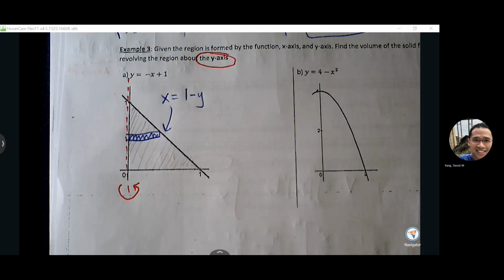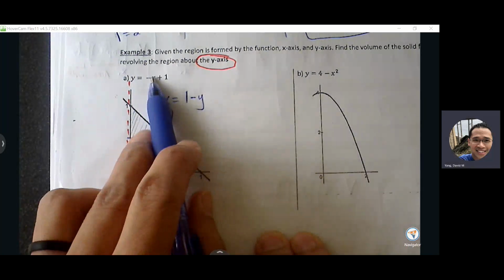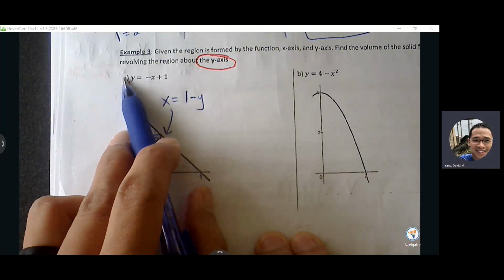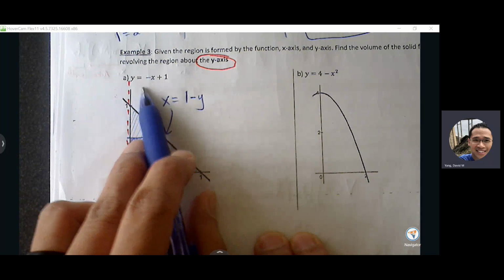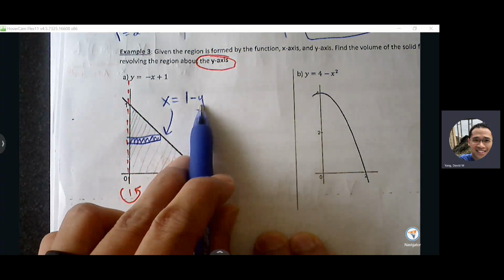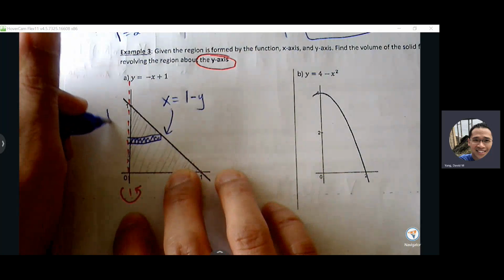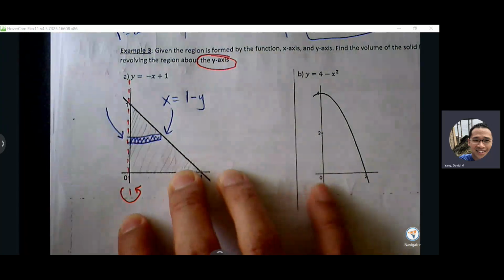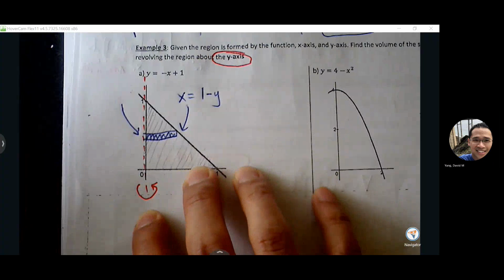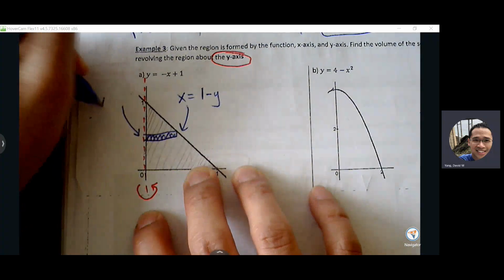You guys good? So if I add x over to the left side, I get x. Subtract y to the right side, I get 1 minus y. Okay. How about the dotted line? What's the equation of this dotted line? x equals what?